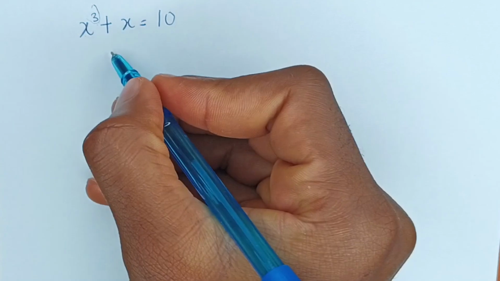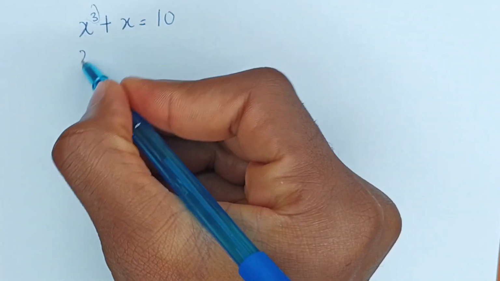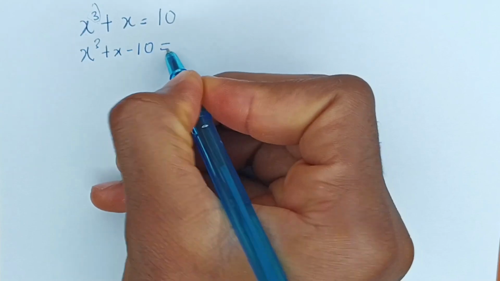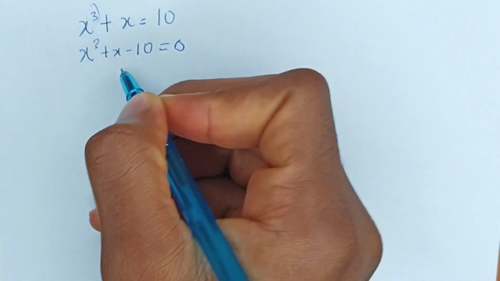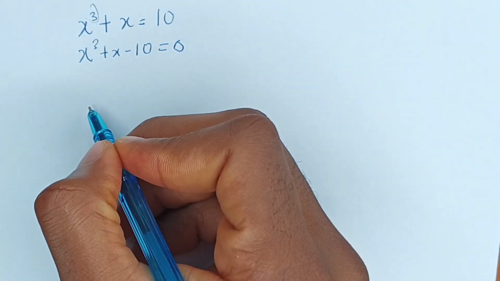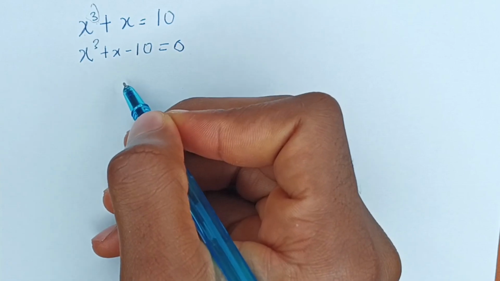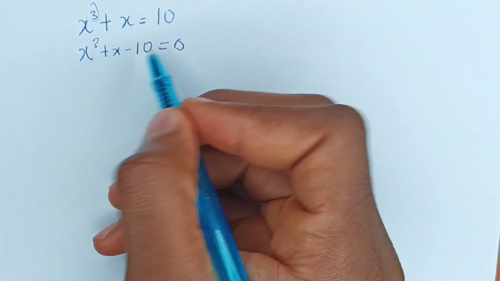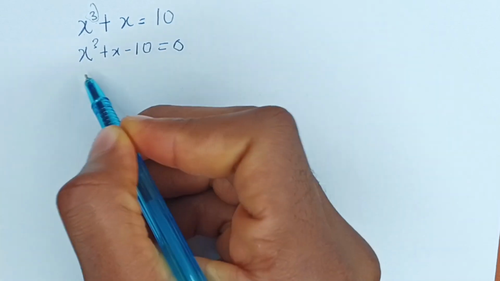Now, the first thing I do here is to bring this 10 over. So I have x cubed plus x minus 10 is equal to 0. From here, I need to find a 0 of x. What is a 0 of x, you might be asking? A 0 of x is that number which, when put in for x, will make this equation equal 0.